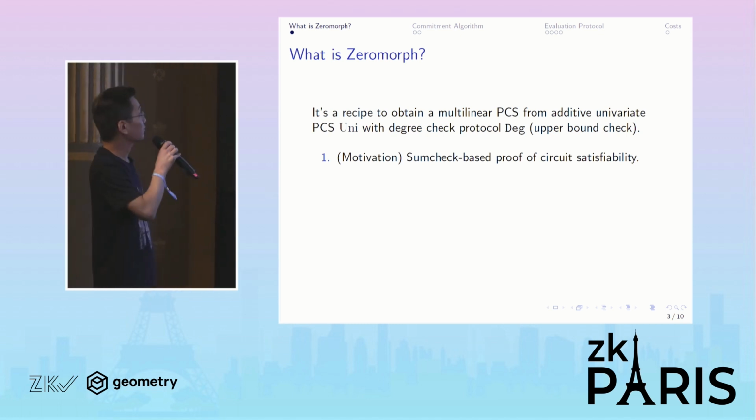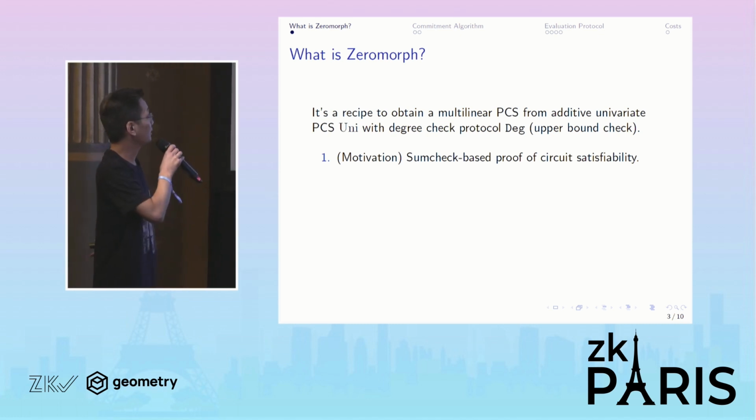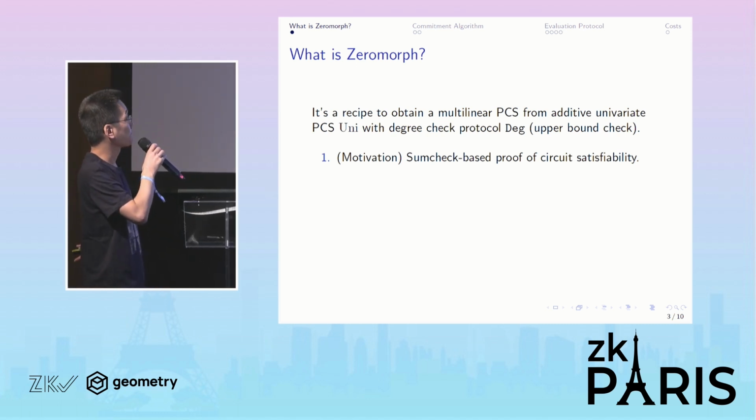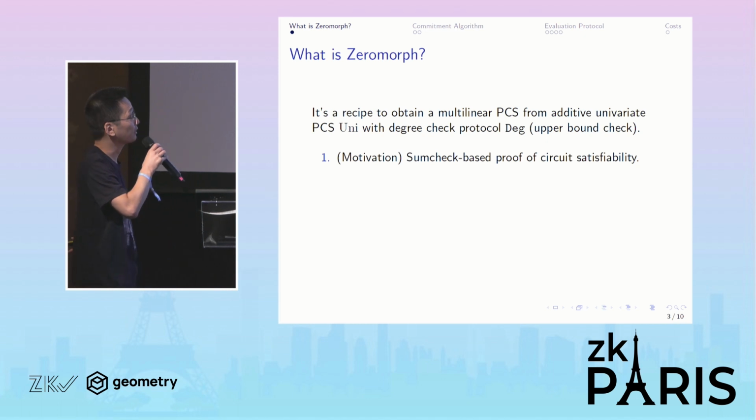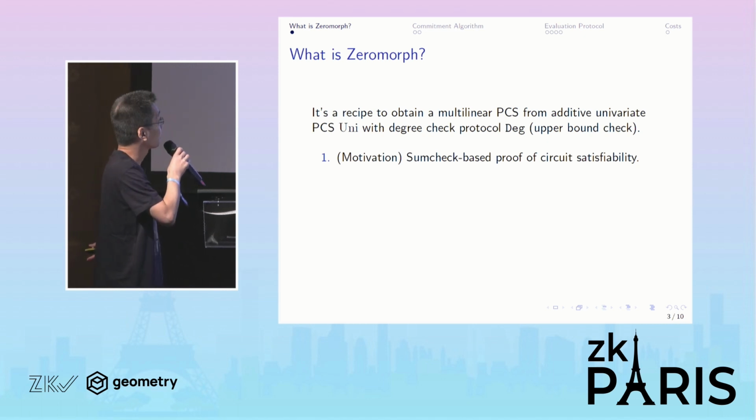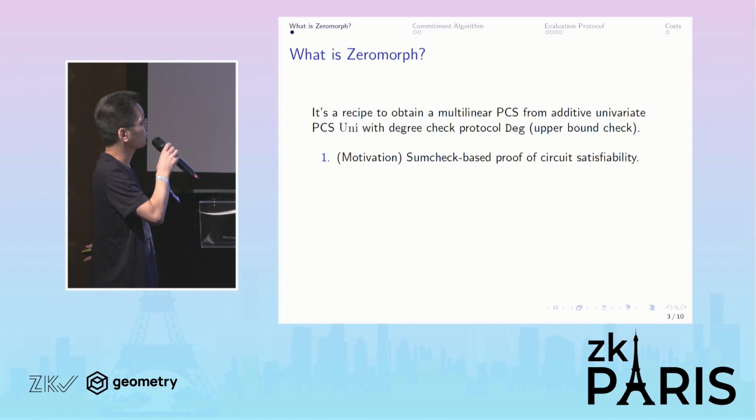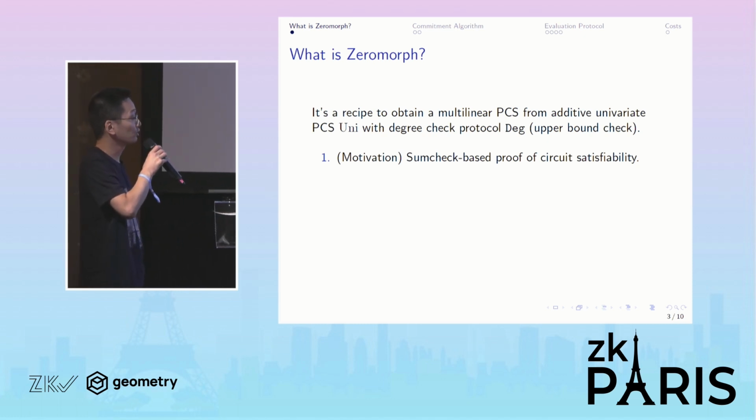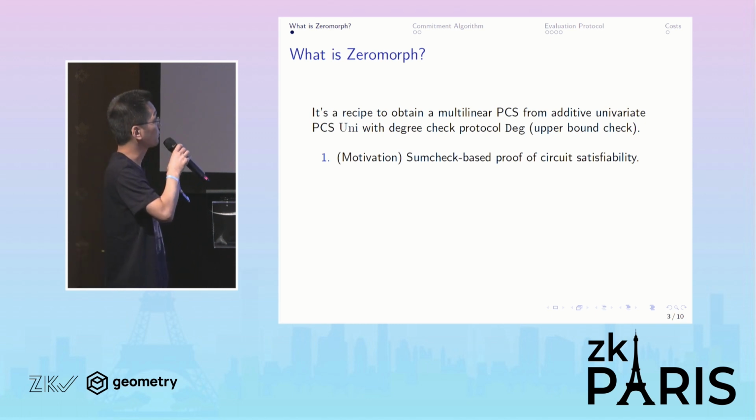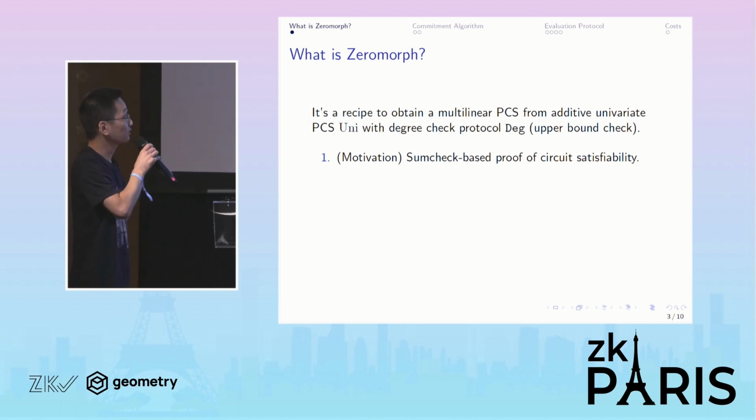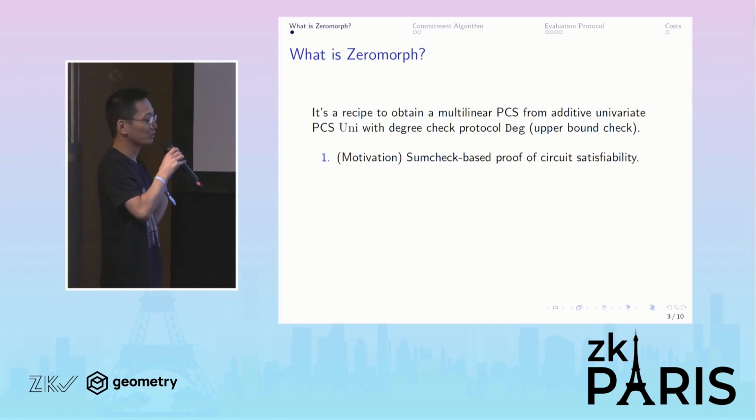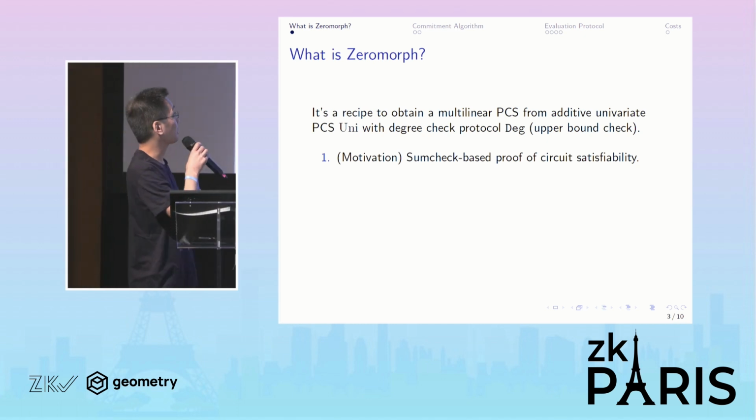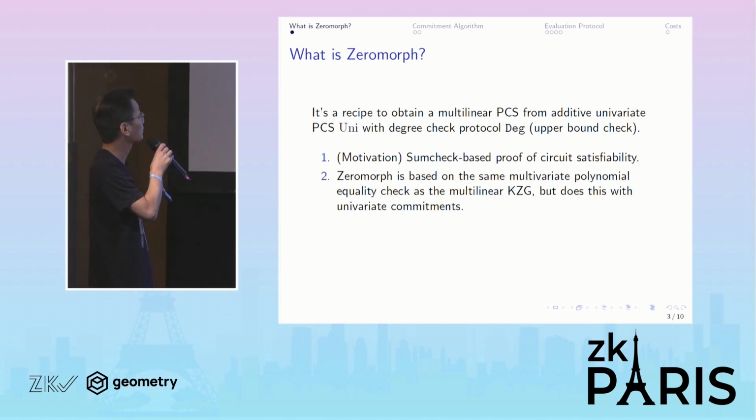First, I will talk a little bit about the motivation behind this work. We are interested in sum check-based proofs of circuit satisfiability. We expect that the sum check-based proof is more efficient than the traditional univariate Plonk proof system. But to use the sum check protocol, we need to have a multivariate commitment scheme. That was the background of this project.